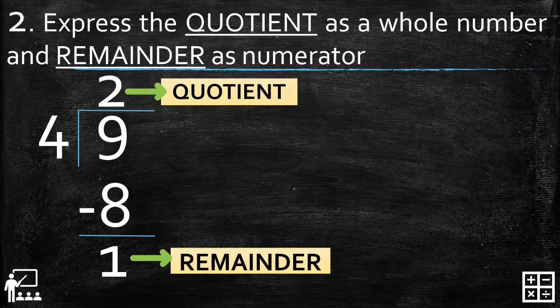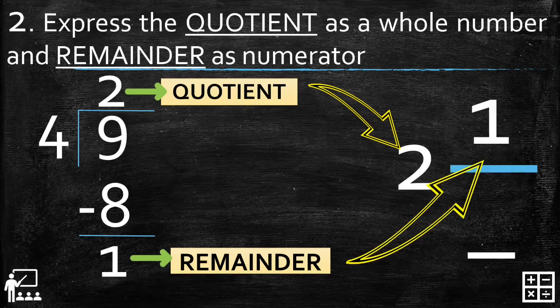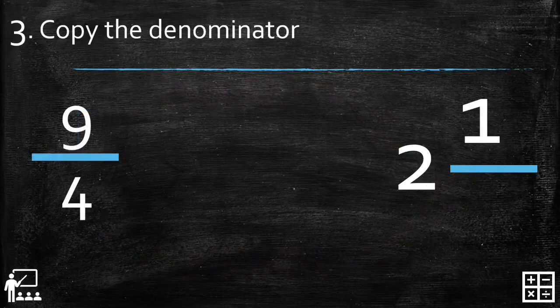So in step 2, we express the quotient as a whole number. And as you all know, the whole number is written on the middle part of the fraction. So we're going to write 2 in the middle and the remainder as the numerator. The numerator is always on the top of the fraction. And at this step, we're missing the denominator, or the bottom part of the fraction. So let's proceed to step 3.